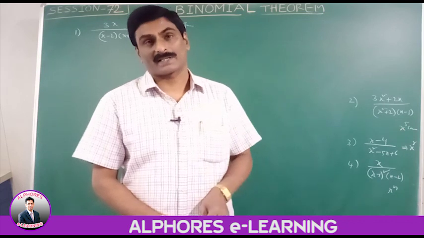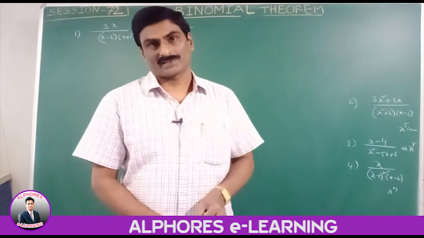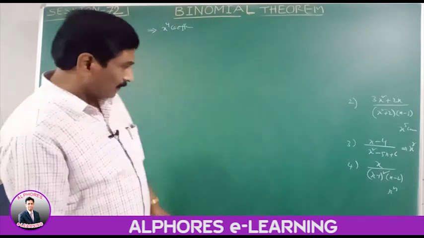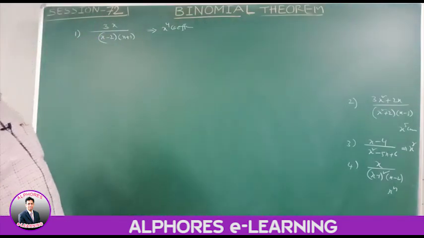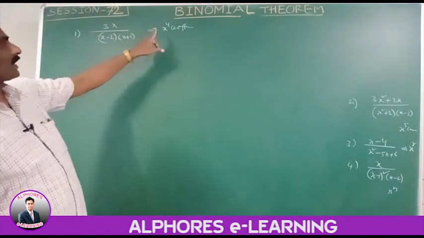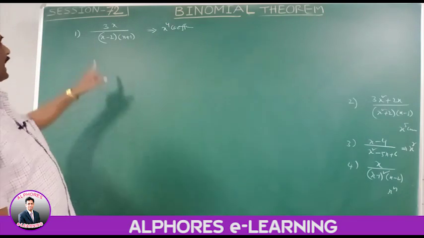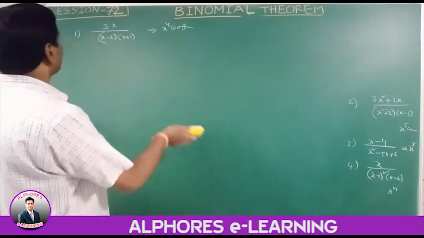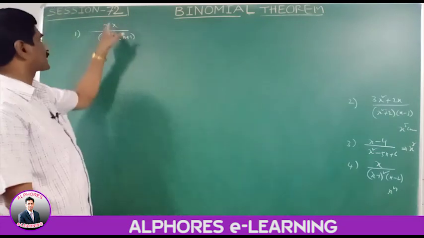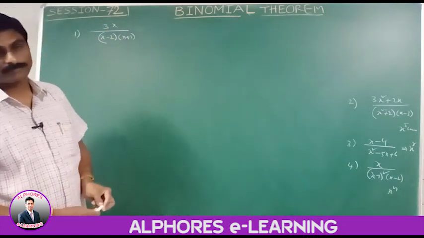Dear students, in this session I am going to find the coefficients of binomial expansions by using partial fractions. Please write the problem. Find the coefficient of x power 4 in the expansion of 3x by (x minus 2)(x plus 1).